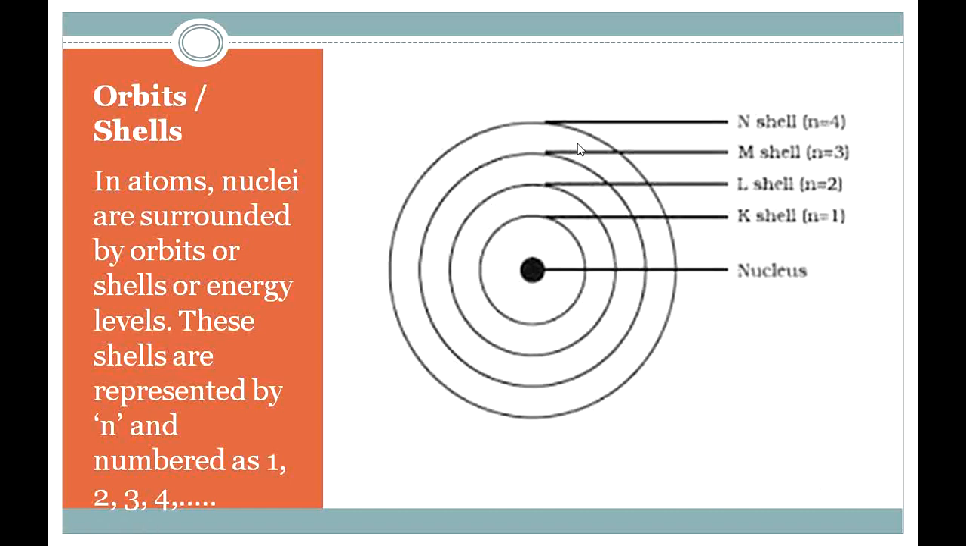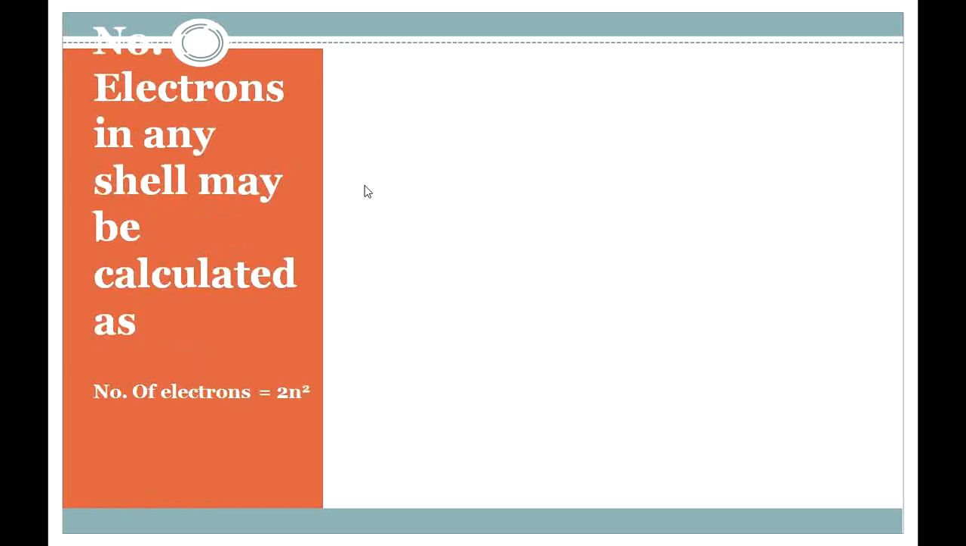So first shell we can see is smaller than the second shell. Similarly, the second shell is smaller than the third shell, and so on. We can also conclude that the first orbit, as it is smaller than the second orbit, should contain fewer electrons. Similarly, the second shell is smaller than the third orbit, so it should contain fewer electrons as compared to the third orbit. So how can we find out the number of electrons in different shells?